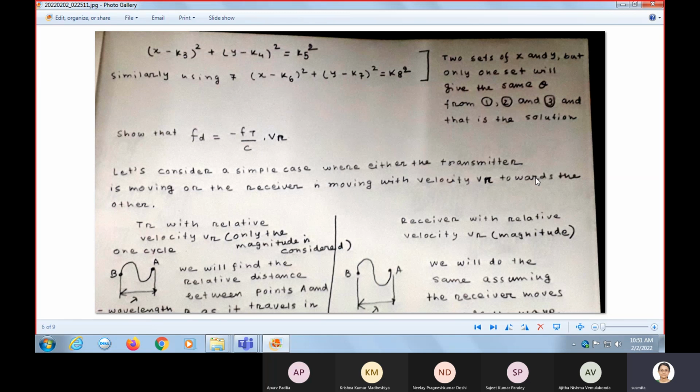So first assume that the transmitter is moving towards the user or receiver, or the receiver is moving towards the transmitter. In this case, the transmitter is moving with the relative velocity of Vr, and in the subsequent derivation, we'll just consider the magnitude of Vr, not any sign. In the second case, we assume that the receiver is moving with the relative velocity Vr towards the transmitter. Again, the magnitude is considered here.